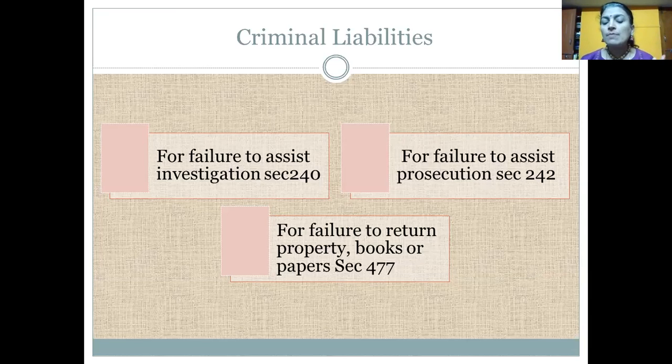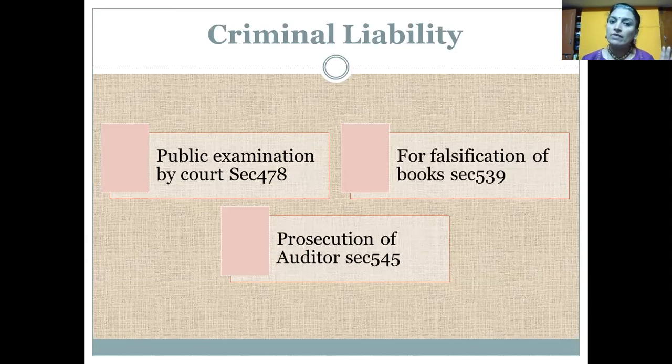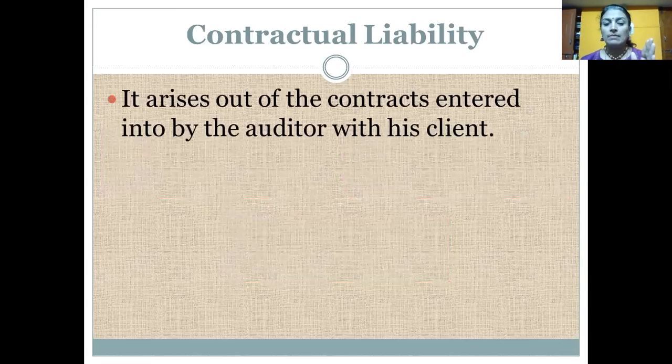For failure to return property: if he is having any property of the company while doing the audit work, he has to return it. Otherwise, if he is not returning books of accounts or any papers or property, it's a crime, and according to Section 477, he will be punishable. What about the public examination by the court? If it is undertaken, then he is held responsible according to Section 477, 478. For falsification of books, if he writes the books in a falsified manner, then according to Section 539, it is a crime. Prosecution of the auditor: if the auditor is held responsible according to Section 545, it is a crime.